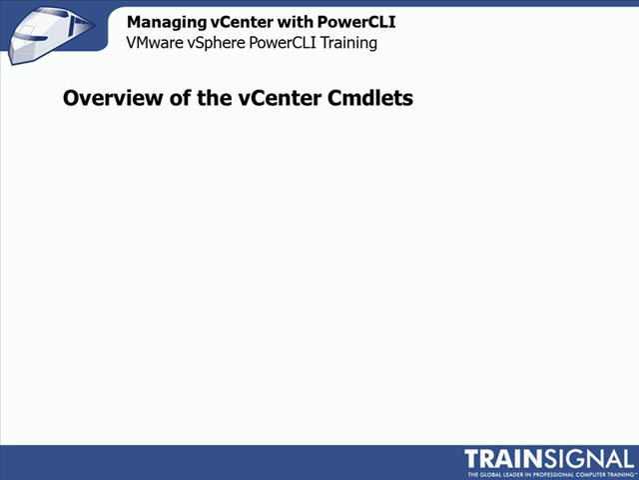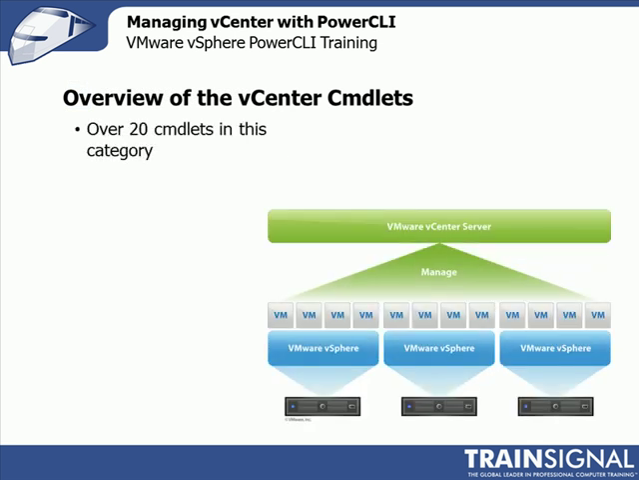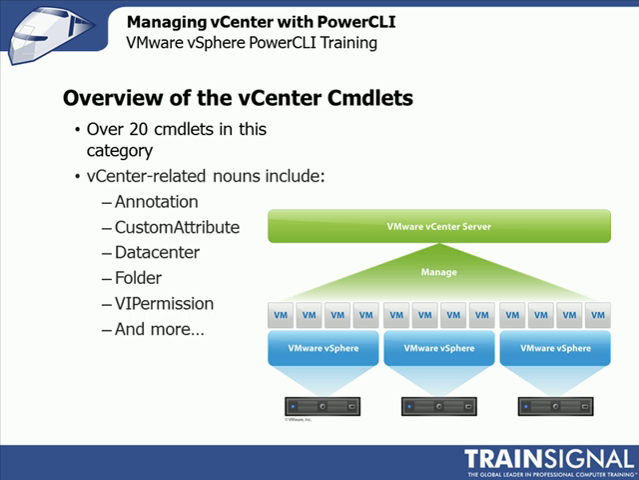First, let's talk about the range of commandlets that we're going to be talking about in this lesson. There's over 20 of them in the category, the way that I've organized these. Some of the nouns that we're going to be talking about, the PowerShell commandlets, we have annotation, custom attribute, data center, folder, VI permission, and there's several others that we'll be covering.